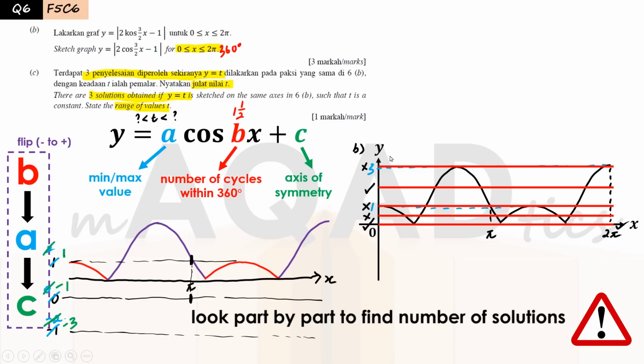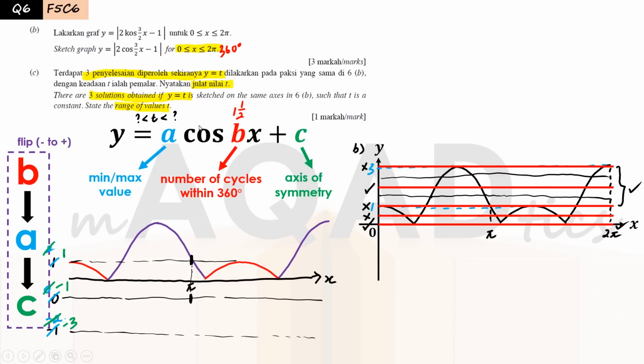So if we look at this line, if we go up a bit, for example, if I draw here, sorry, it's a bit not straight, but you can see that the number of intersection points is also 3: 1, 2, and 3. And below, it's also 3 points, 1, 2, and 3. So all of the values here are our answers. This is the range that we're talking about. So our answer would be from 1 until 3.